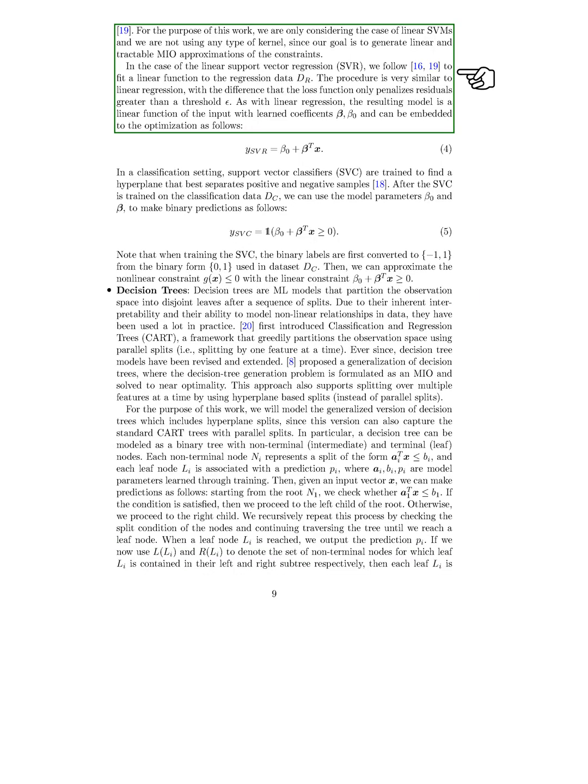2. Decision trees. These models partition the observation space into disjoint leaves after a sequence of splits. They are known for their interpretability and their ability to model nonlinear relationships in data. We use a generalized version of decision trees which includes hyperplane splits.